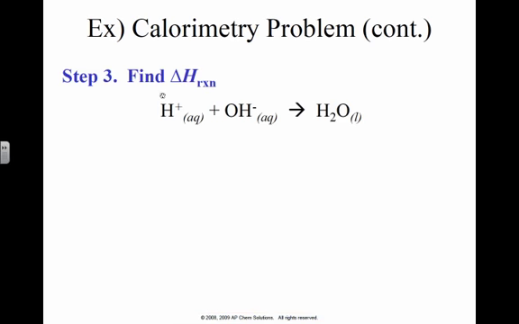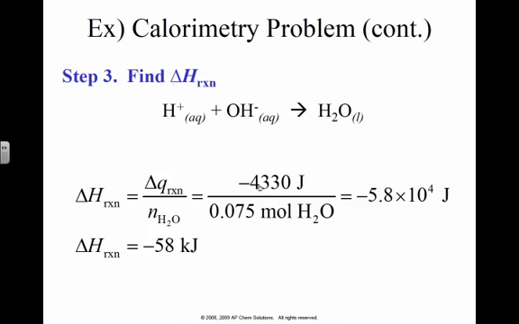Okay, so to find the delta H, you're going to take your joules and you're going to divide it by your number of moles of water that you produced. Remember, we used 0.075 moles of hydrogen, 0.075 moles of hydroxide, so we produced 0.075 moles of water. So you take your heat, your Q, and you divide it by the number of moles produced. And that's in joules. It's still negative, exothermic, and that's such a large number that we tend to use kilojoules, so we're going to move the decimal over 3 places, to negative 58 kilojoules.